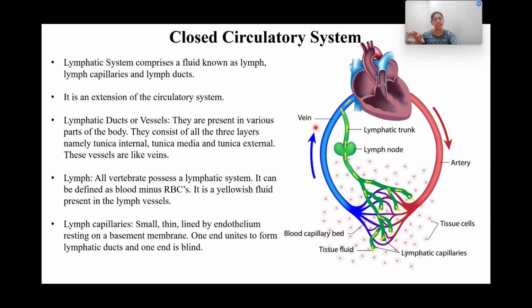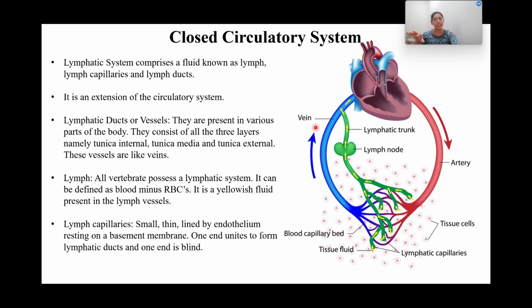Whenever we read the word capillaries, it means branching out of the main blood vessel or lymph vessel into small thin layered vessels. Similarly, in lymph capillaries you have small thin vessels which are lined by endothelium, and one end unites to form the lymphatic ducts and one end is blind. If you see here, all these small parts are called lymphatic capillaries, and they are also in direct contact with the tissue fluid.